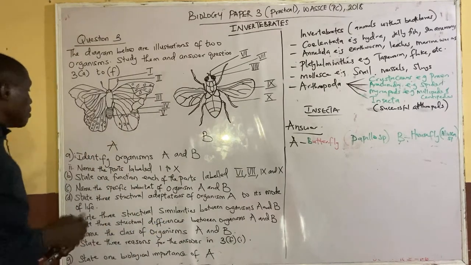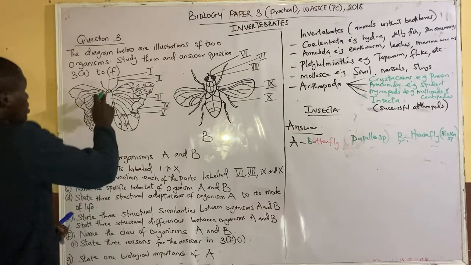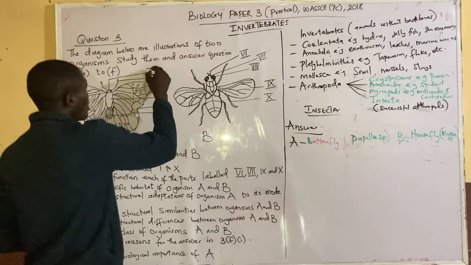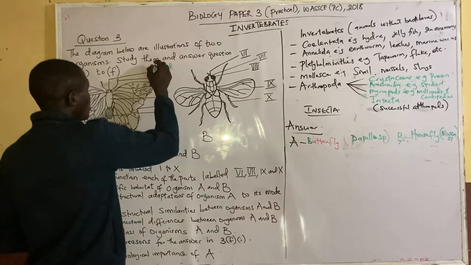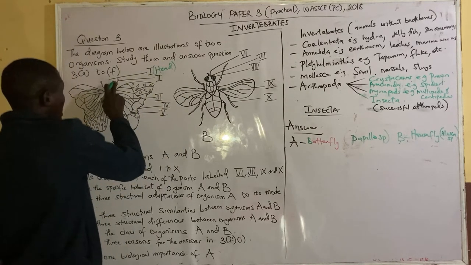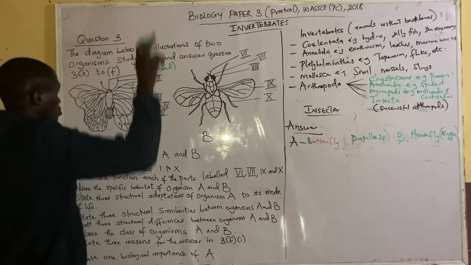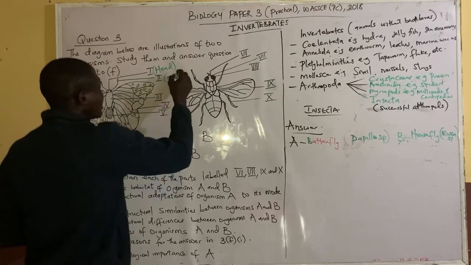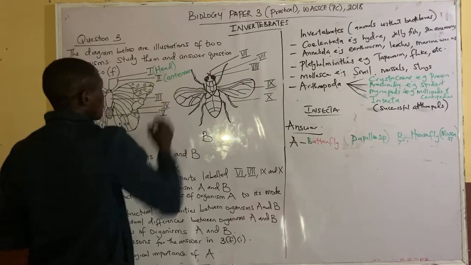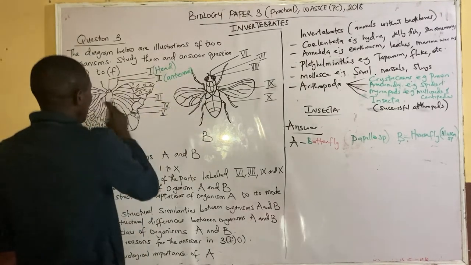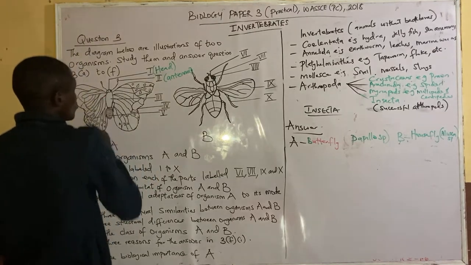Now name the parts I to X. You can see this one here is touching the head, so we have the head here. This is the head. Now, on the head, this is the antenna. You can see the pair of antennae. If it is one that you are labeling, you call it antenna. After the head, we have the thorax.